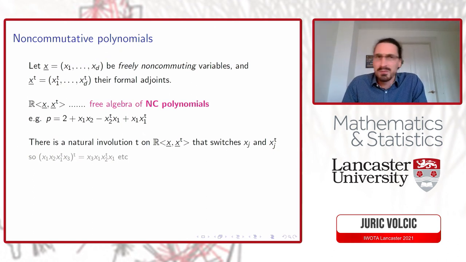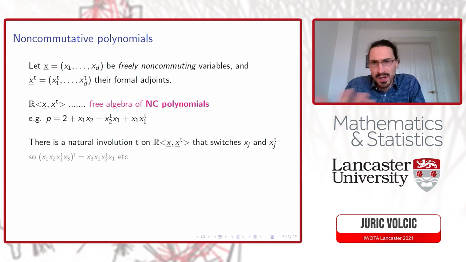What exactly do I mean by non-commutative polynomials and non-commutative rational functions? Throughout the rest of the talk, let X denote a tuple of freely non-commuting variables. I just mean that X1 to Xd are variables without any relations between them, and X transpose should be their formal adjoints. Our free algebra of non-commutative polynomials, as a set, is just the set of linear combinations of words in X and X transpose. So something like that.